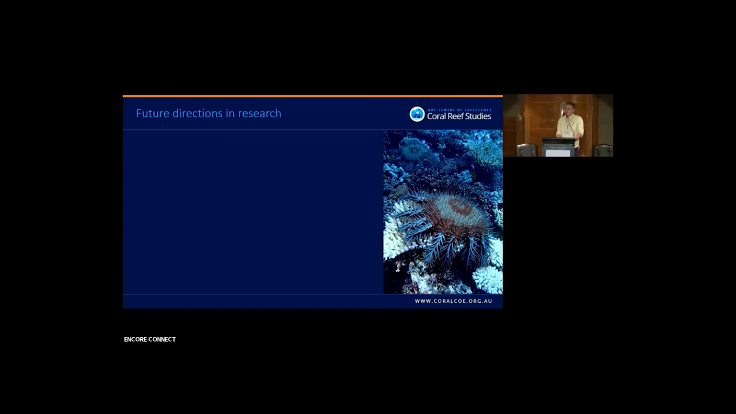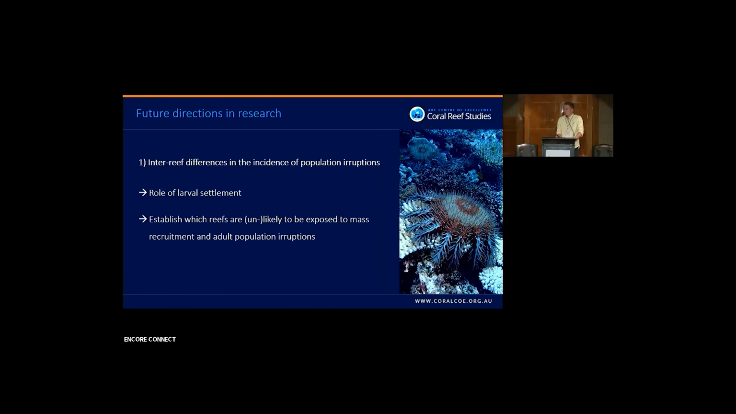I think importantly, this recent progress allows us to address some of these really important but persistent information gaps. There are fairly consistent differences in the incidence of population eruptions among reefs on the GBR, so comparing settlement and settlement substratum availability may actually explain some of the ecological drivers of these eruptions and differences between reefs, and help us establish which reefs are likely or rather unlikely to be exposed to mass recruitment as well as high adult densities.